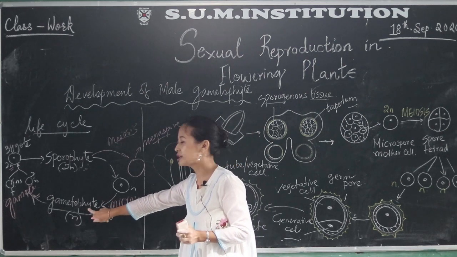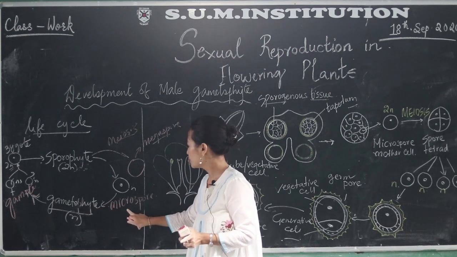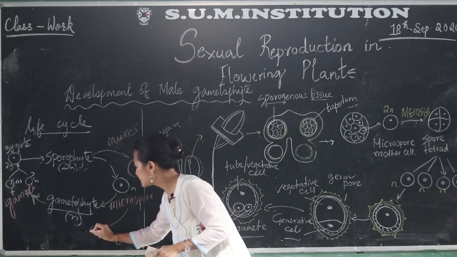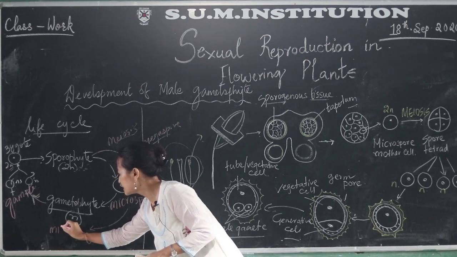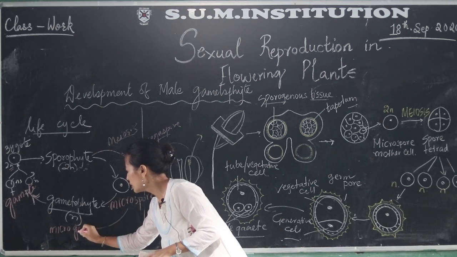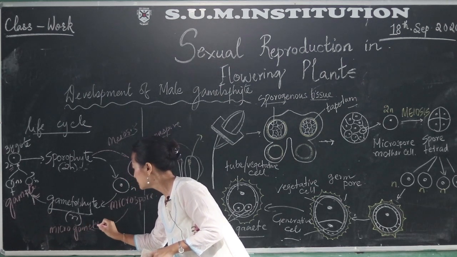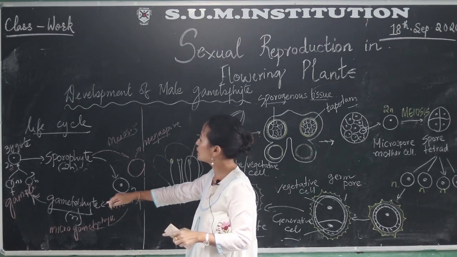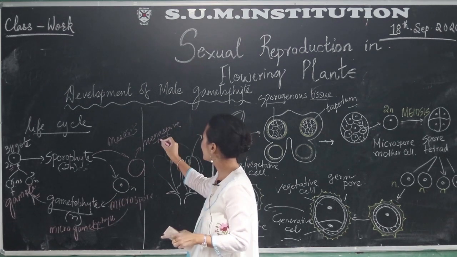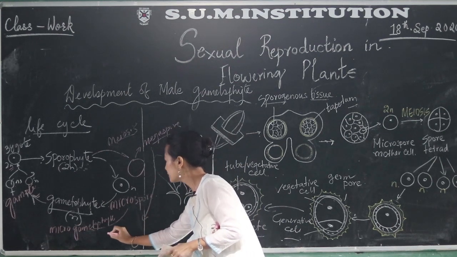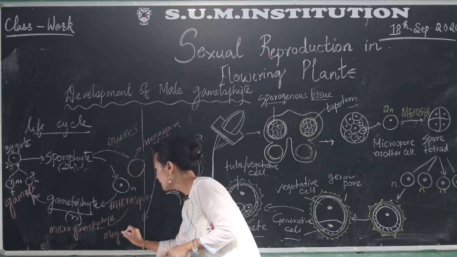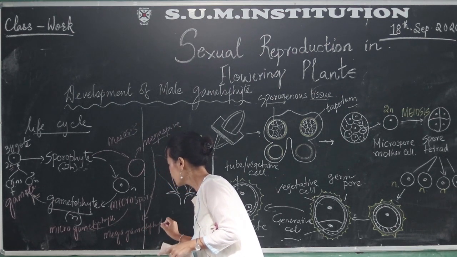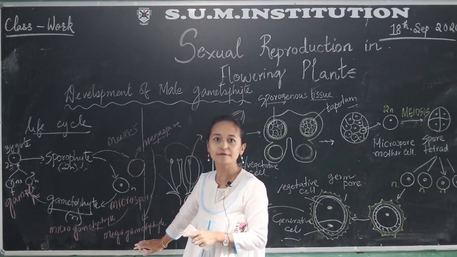Now the microspore will give rise to a gametophyte. The gametophyte from the microspore we call the microgametophyte. And the megaspore also gives rise to another gametophyte, whose name is the megagametophyte. So the megagametophyte is also known as the female gametophyte.